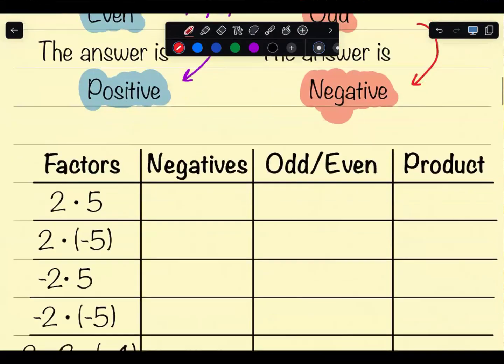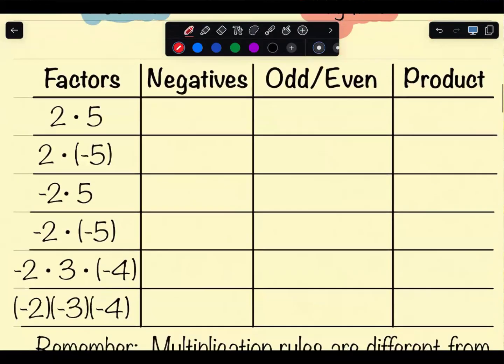Okay, so let's look at this chart, see if we can see this better. All right, our factors are 2 and 5. 2 times 5. How many negative numbers are there? None. There are no negatives. Is 0 odd or even? We're going to say it's even. Certainly can't be odd because it's not 1, 3, 5, 7, right? And so because of that, our product is going to be positive.